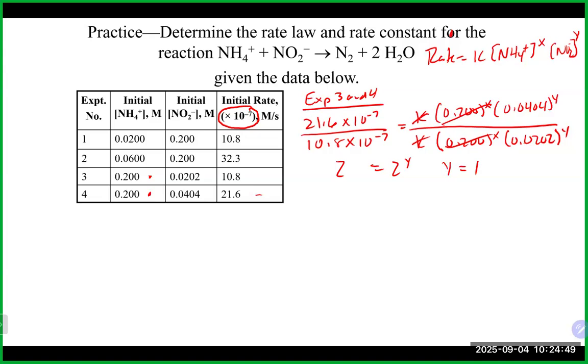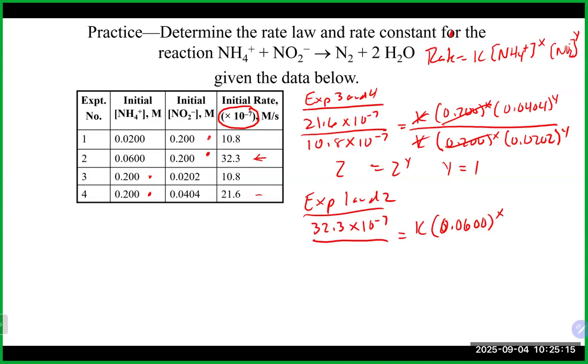Now, coming back to our table, we're going to keep the other one constant, and it looks like we have just one option on that one as well. It's going to be 1 and 2. So experiments 1 and 2. Once again, choosing the larger rate to put on top, which would be experiment 2 in this case. And again, we want to make sure we don't forget the times 10 to the minus 7 part, is going to equal our k times 0.06 to the X and our 0.2 to the Y.